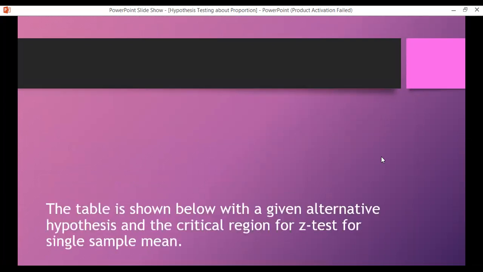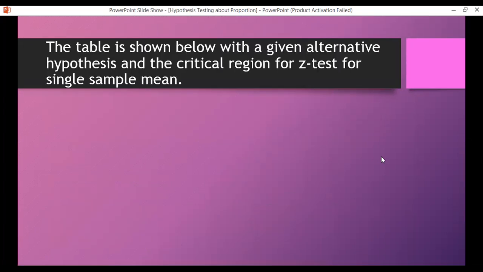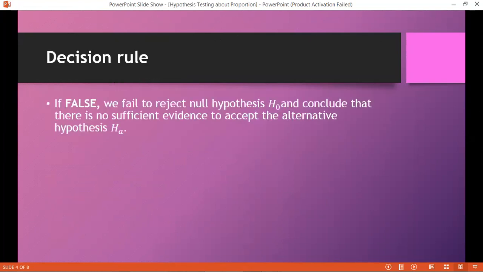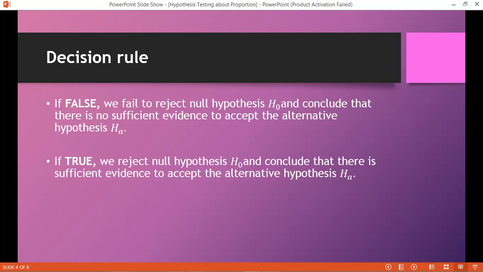The table is shown below with a given alternative hypothesis and a critical region for the z-test for single sample mean. So this is what we will use. Now, the decision rule: if false, we fail to reject the null hypothesis and conclude that there is no sufficient evidence to accept the alternative. But if true, we reject the null hypothesis and conclude that there is sufficient evidence to accept the alternative.